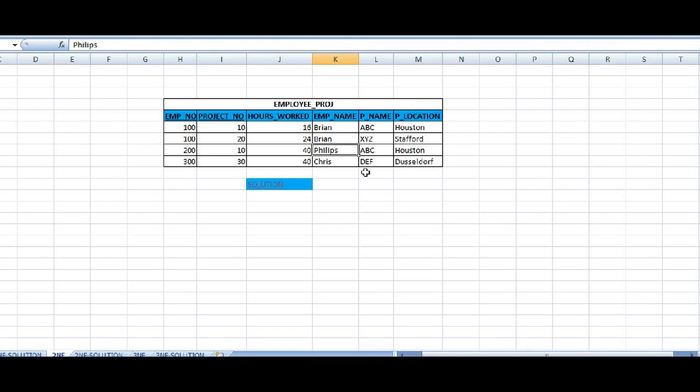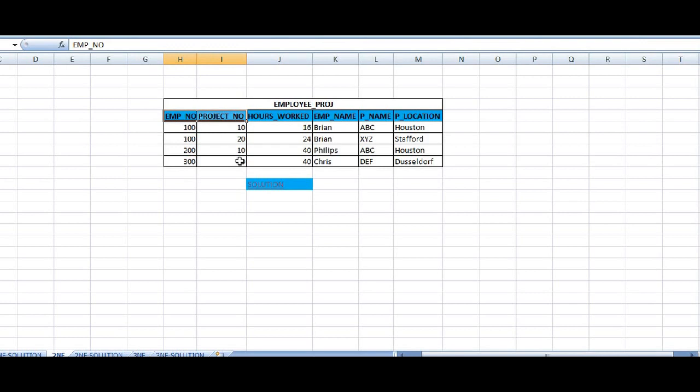The second condition is no non-prime attribute, meaning these are non-prime attributes, should be partially dependent on the primary key. Now see it carefully. These four attributes are non-prime attributes, meaning these are not part of the primary key. These two attributes constitute the primary key. So these are all part of the primary key, and these two combined create the primary key of this relational table.